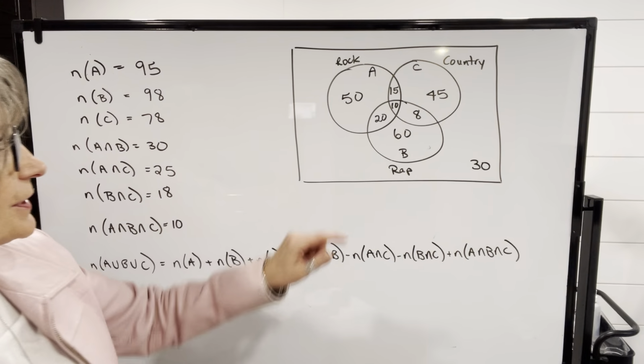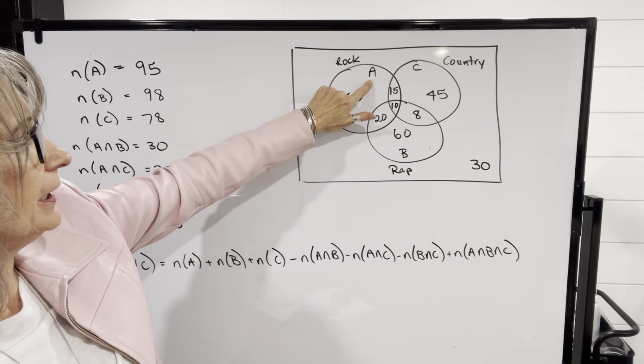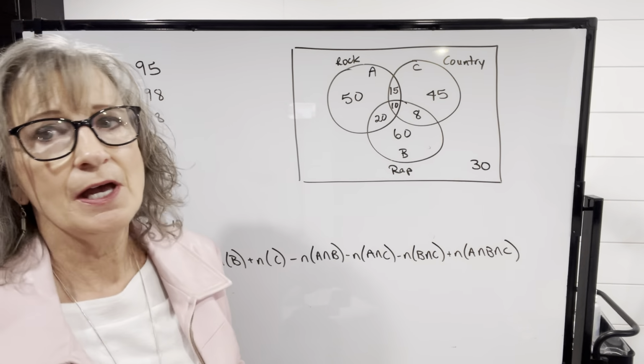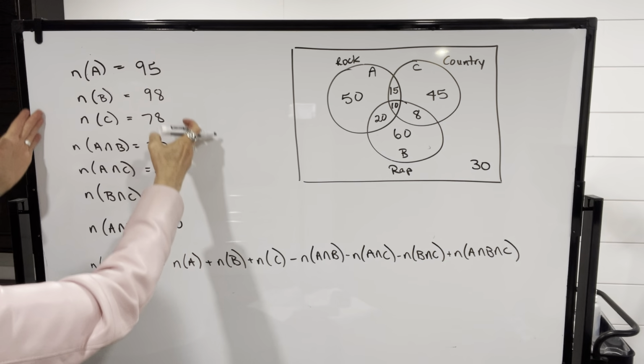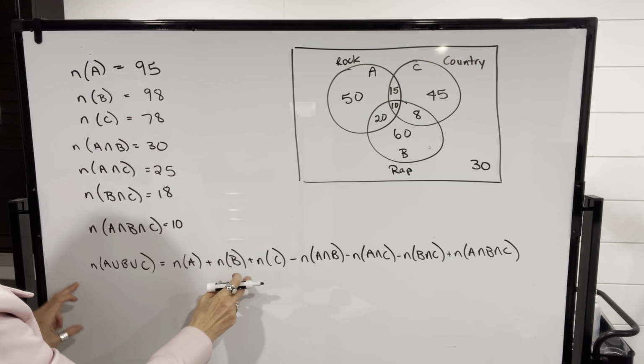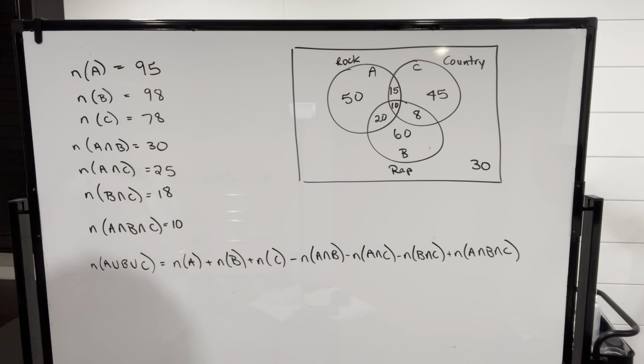So what I've done here is I've called the category rock A, category country C, and category rap B. I've also listed all of the information that was given in the question and the formula that's used to find the union of those 3 categories.